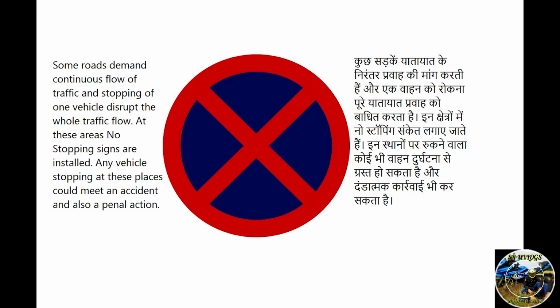Some roads demand continuous flow of traffic, and stopping of one vehicle disrupts the whole traffic flow. At these areas no stopping signs are installed. Any vehicle stopping at these places could meet an accident and also face penal action.